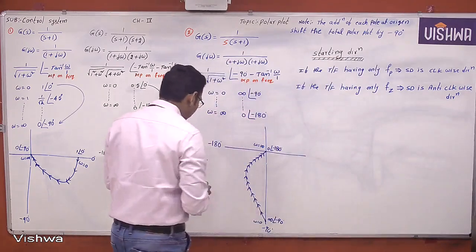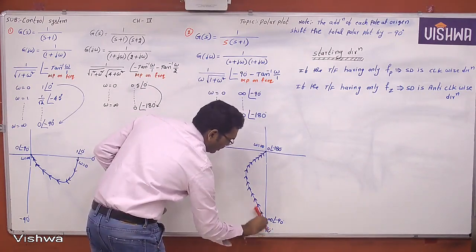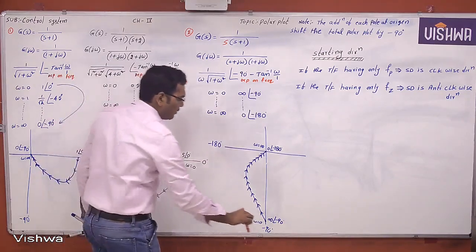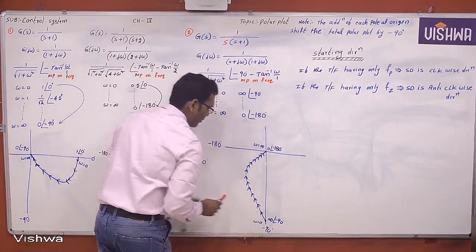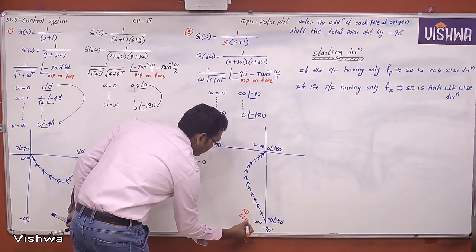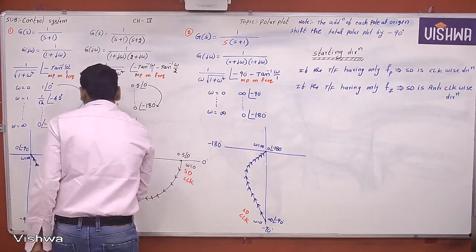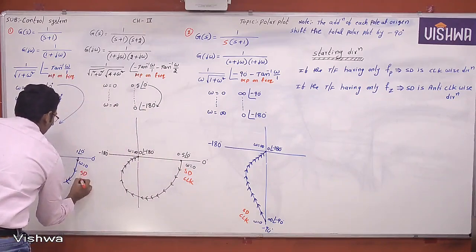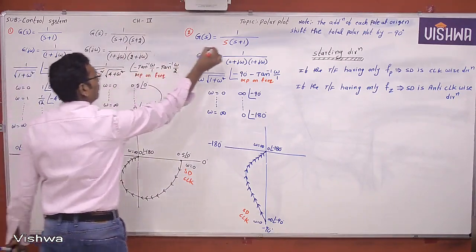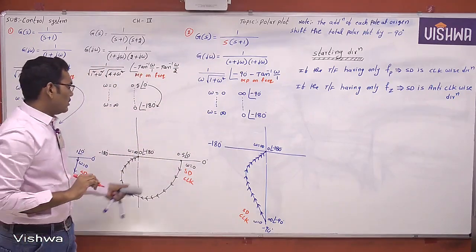If it is a finite pole, what is the starting direction? See here, starting direction means the direction at omega equal to 0. So at omega equal to 0, the starting direction is clockwise. This is the starting direction, clockwise direction, because finite pole, finite pole, finite pole. Clear or not?